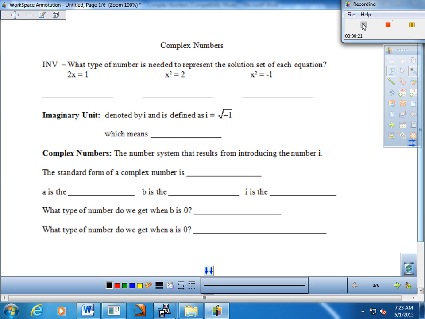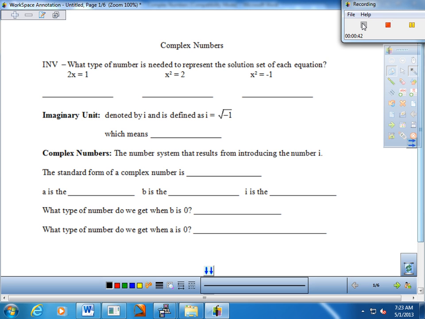So why don't we go ahead and just take a look at the investigation at the top, get us thinking about what we want to develop, fill in some ideas, and then go ahead and get into our examples. So the investigation says, what type of number is needed to represent the solution set of each equation? And I just have three really basic ones right here dealing with different representations of numbers.